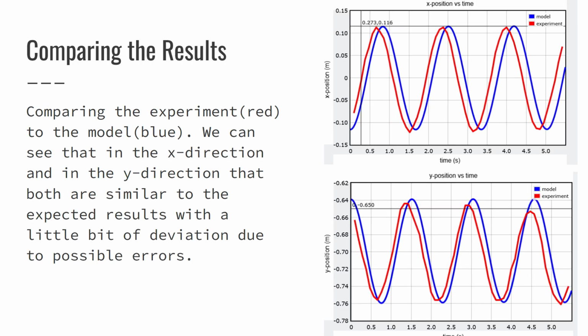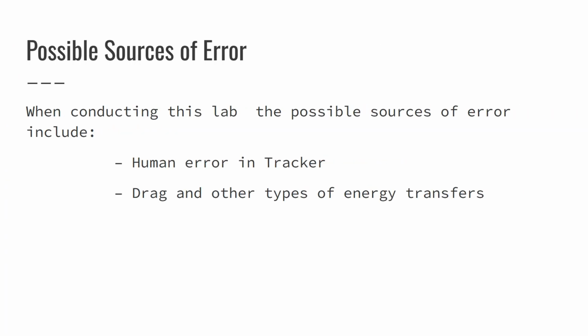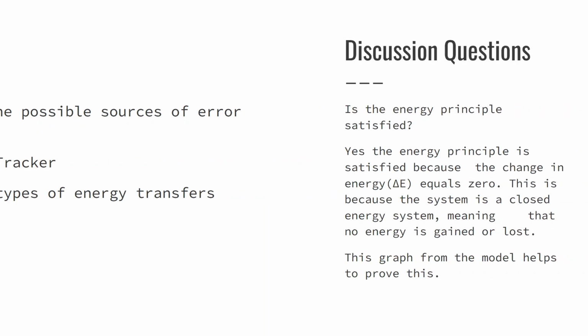Comparing the results. Comparing the experiment in red to the model in blue, we can see that in the x direction and in the y direction, both are similar to the expected results, with a little bit of deviation due to some possible errors. Possible sources of error. When conducting this lab, the possible sources of error include human error in tracker and drag and other types of energy transfers that were not accounted for.